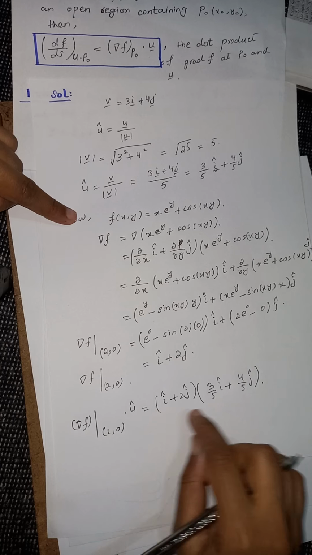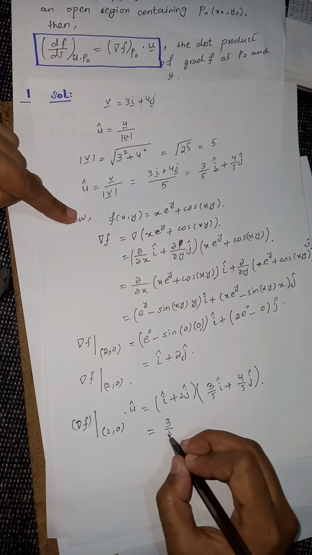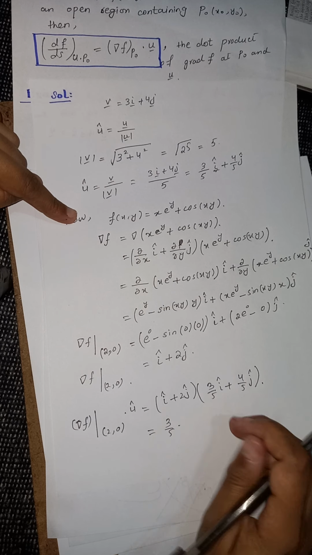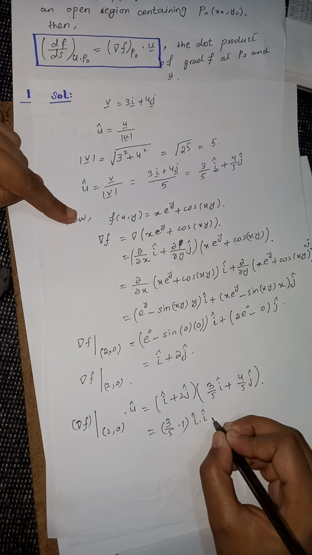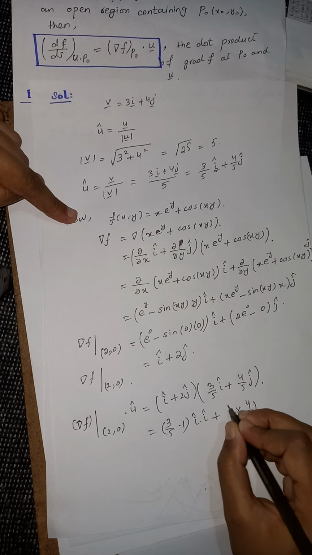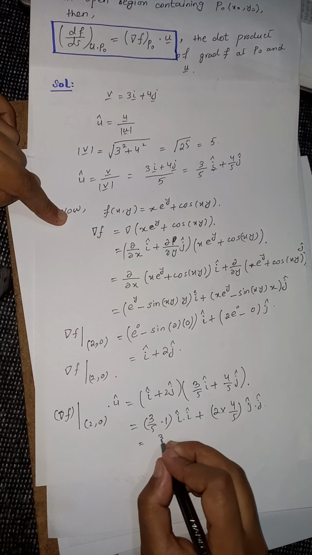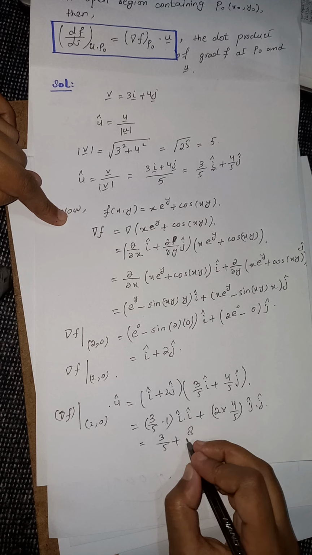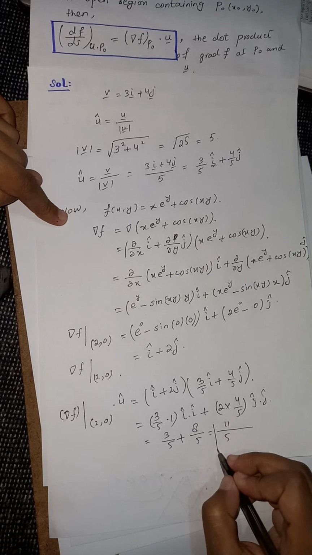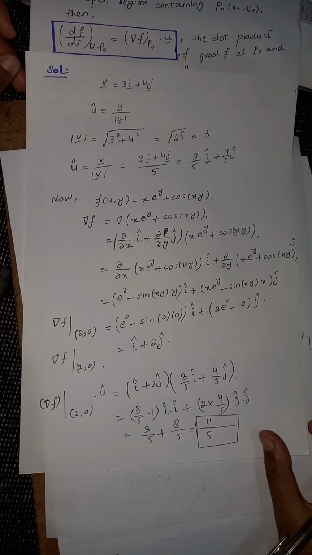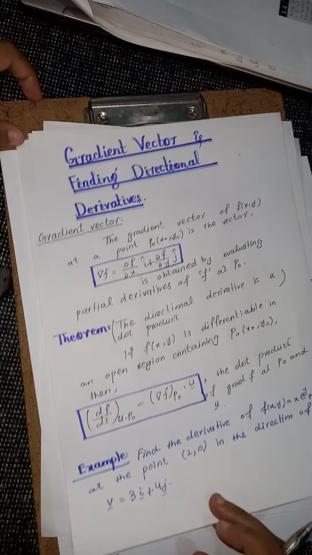Okay, if you take the dot product, then you will get here 3 by 5 into 1, because i dot i would become equal to 1. Okay, I will write it here as i unit vector dot i unit vector, and plus 2 multiplied by 4 by 5 times j unit vector dot j unit vector, and their dot product will become equal to 1, and here I will get 3 by 5 plus 8 by 5, and 11 by 5, and this is your desired answer. Okay, and in this way you can find the directional derivative by using the dot product and the gradient vector.